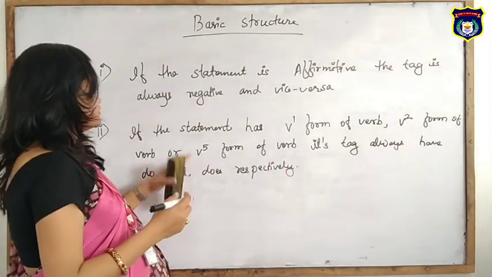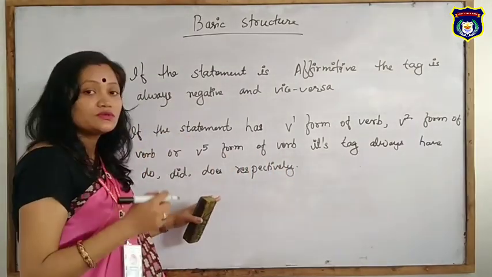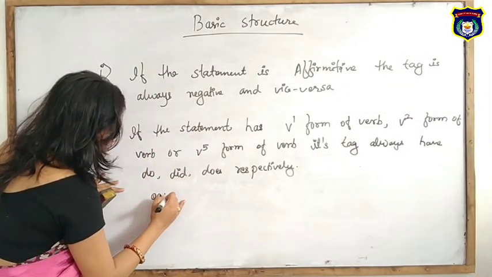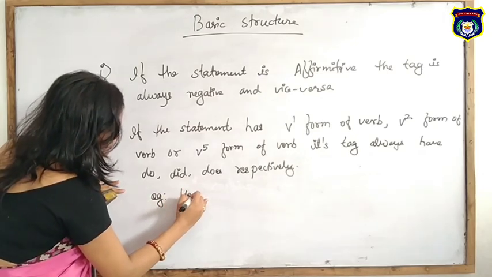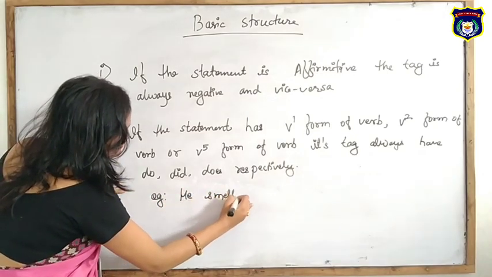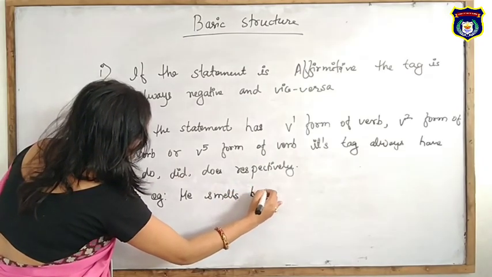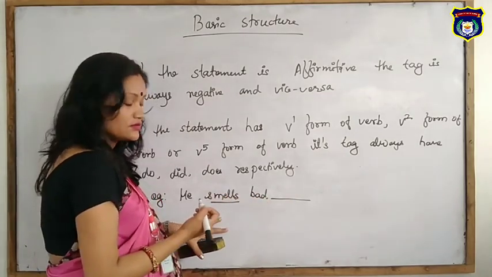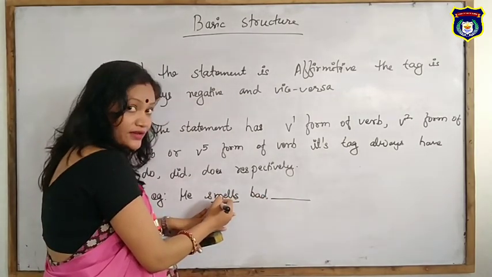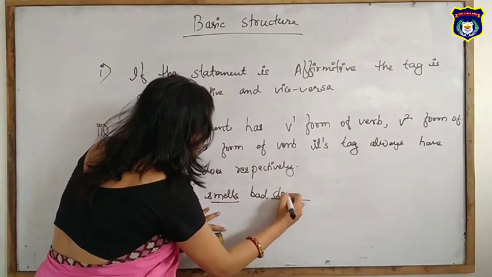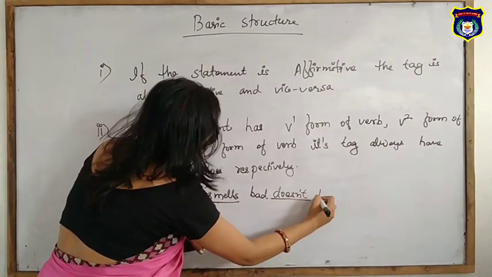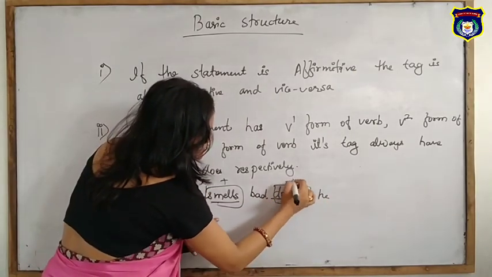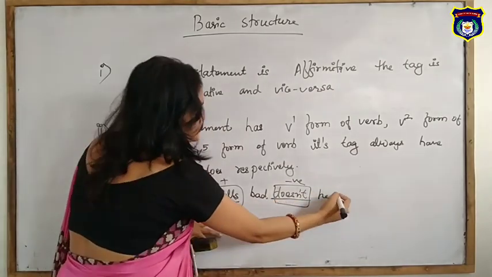Okay, so to make this statement clearer, I am going to give just one example. Like, he smells bad. So what's the tag of it? It smells bad. So if this is V5, its tag will be "doesn't he". Doesn't he, because this is positive, so the tag will be negative. Now never ever forget to put the question mark.